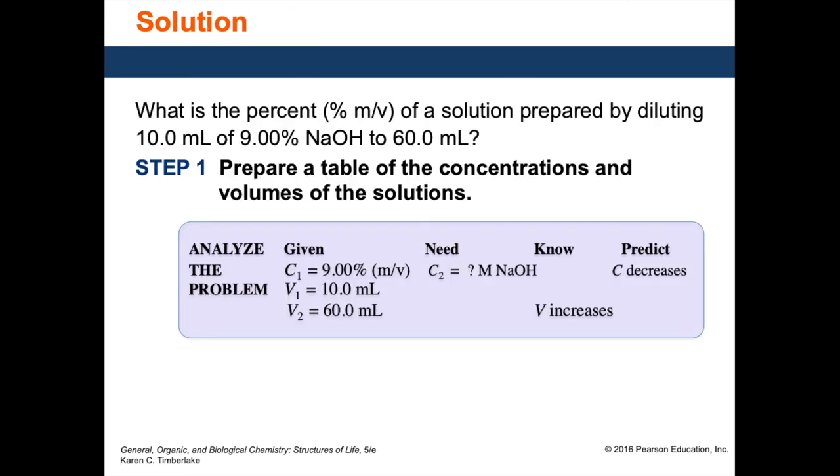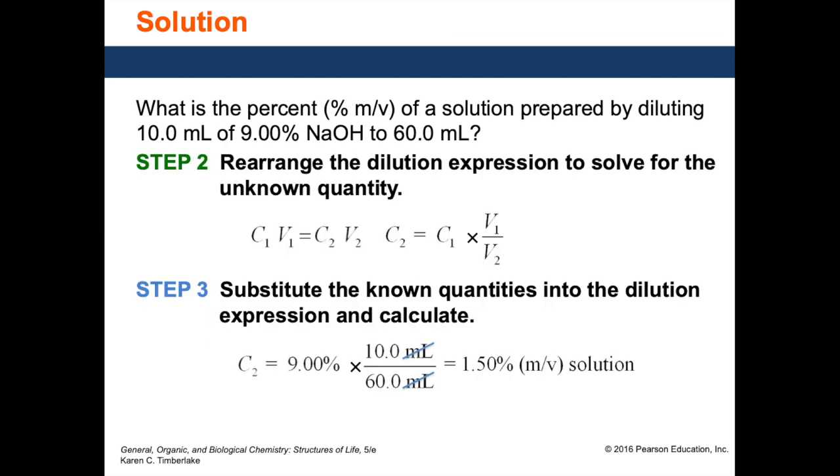All right, so here's your answer. If you want to check your work, you should have gotten 1.5%. So the question gave you an initial volume of 10 mL, an initial concentration of 9%, and it's diluting to a new volume of 60 mL. So we're solving for the new concentration, C2. All right, so you should have done 9% times 10 divided by 60, and that gives you this new concentration.